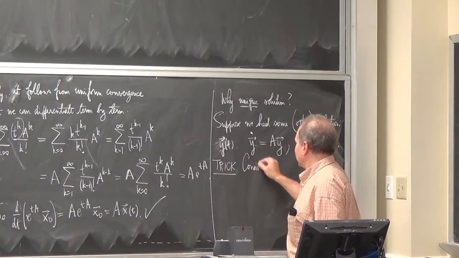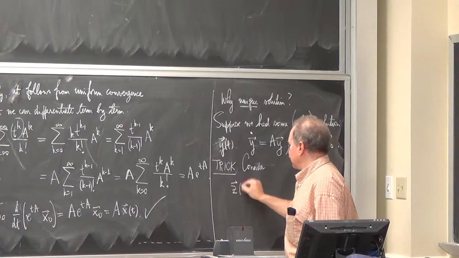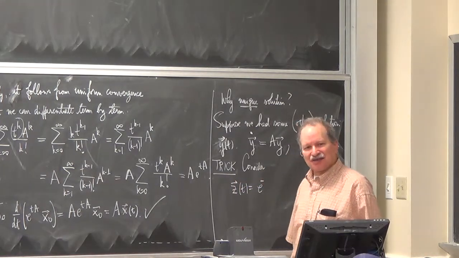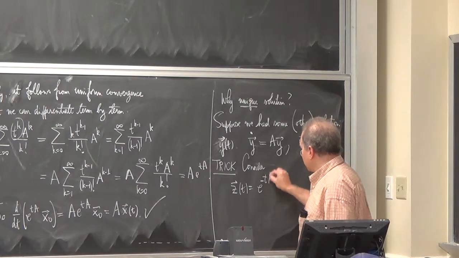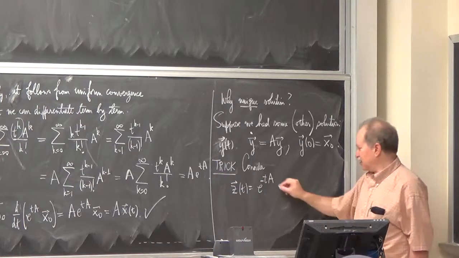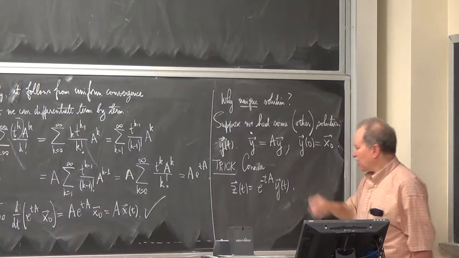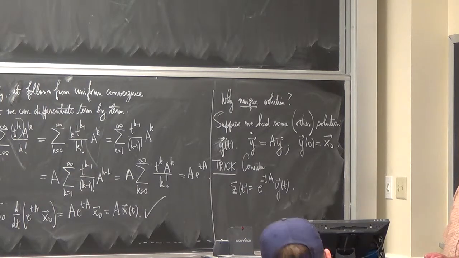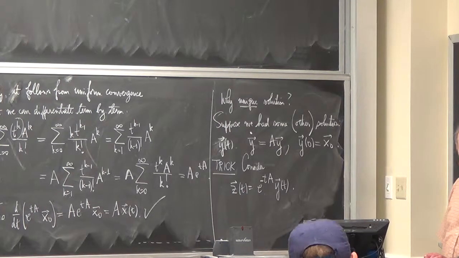Consider z of t, which is not the difference, that I don't know what to do with the difference. But here's what I'm going to do. I'm going to multiply by e to the negative ta times y. So now what is e to the minus ta? It's the inverse.